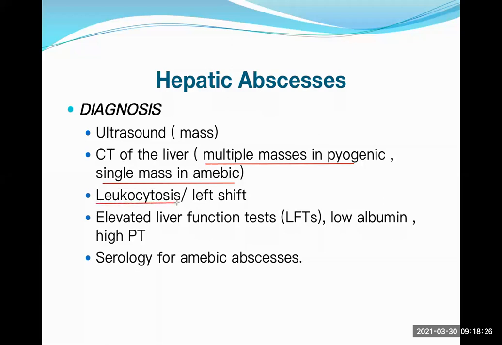CBC will show us leukocytosis and left shift, neutrophilia. A bit of immature forms are also seen. If we do liver function tests, they may be deranged or abnormal. It depends on the chronicity, though. If there is a chronic type of infection, then albumin level can be low as well, and there may even be a high prothrombin time. But it all depends on how badly the liver is damaged. They may be normal as well. And serology can be done for amebic abscess. We'll talk about that later. What type of serology? Actually, some type of antibody detection can be done for amebic abscess.